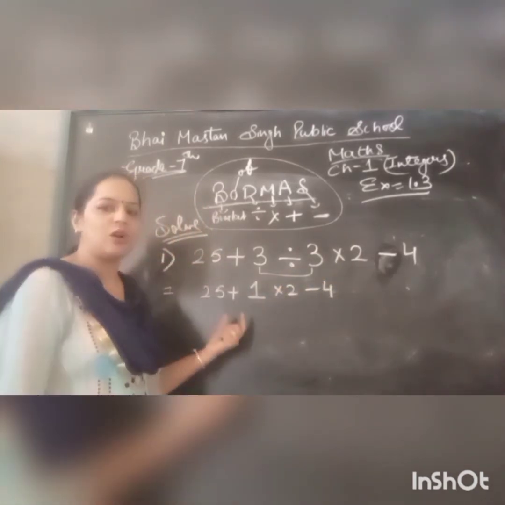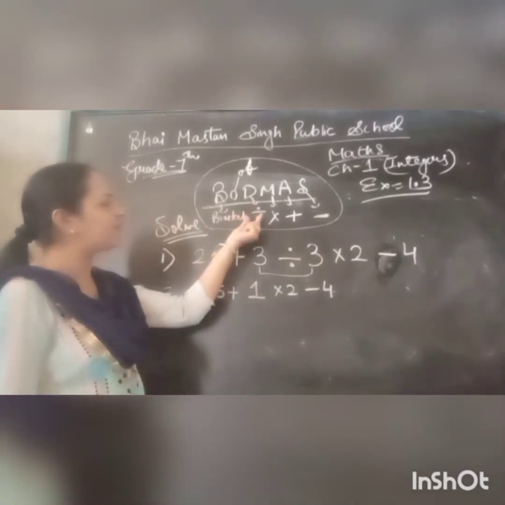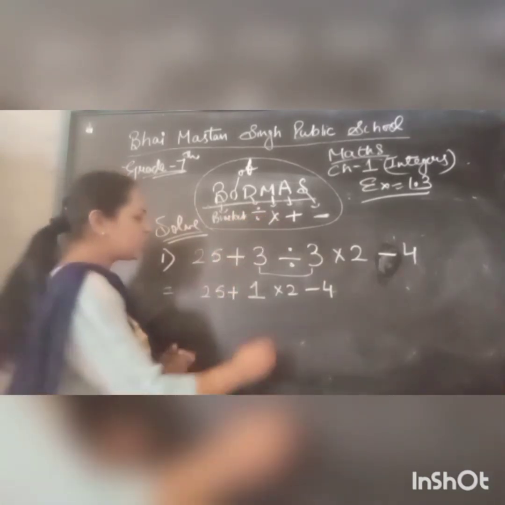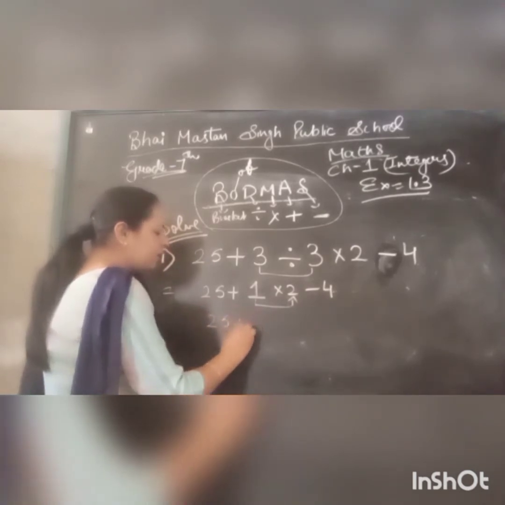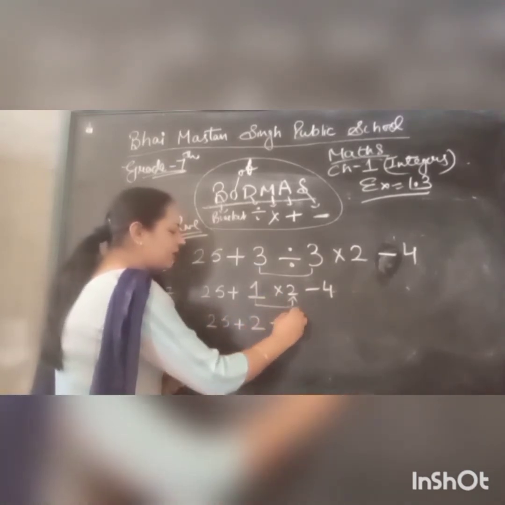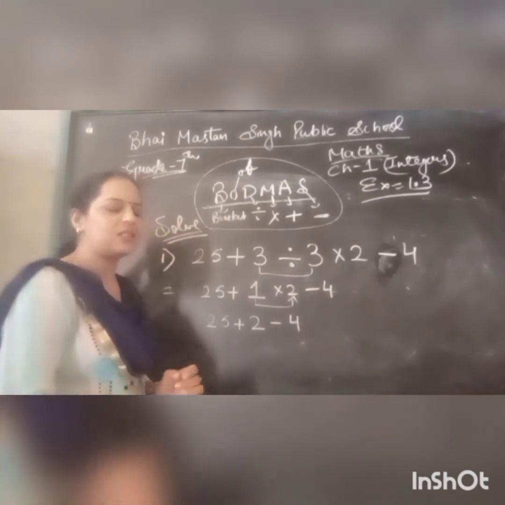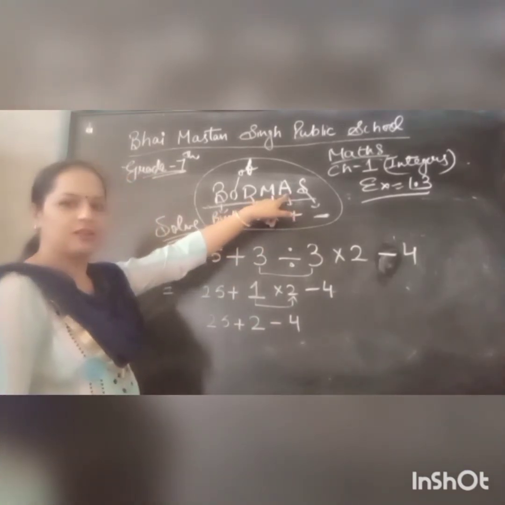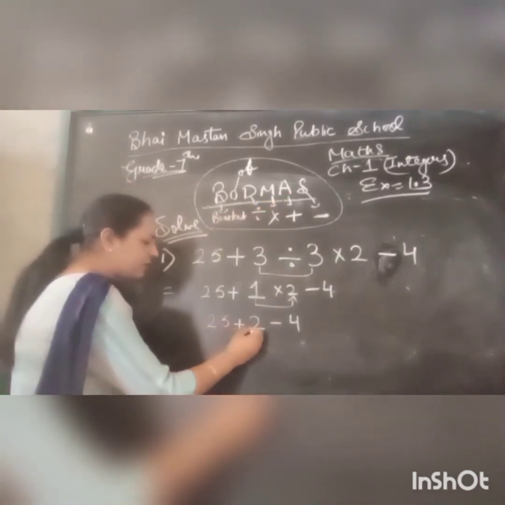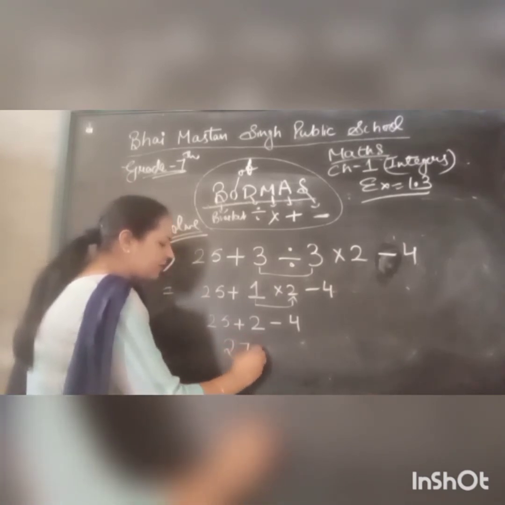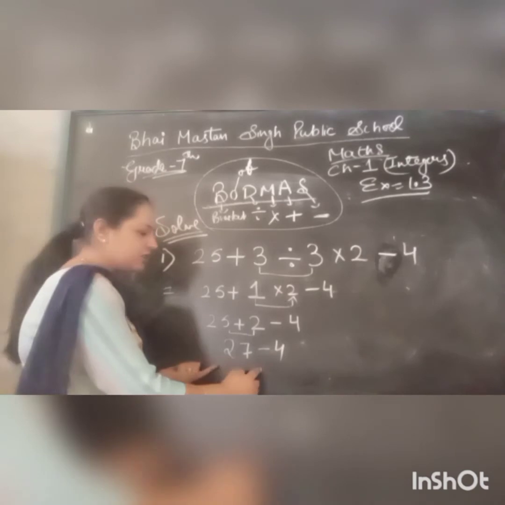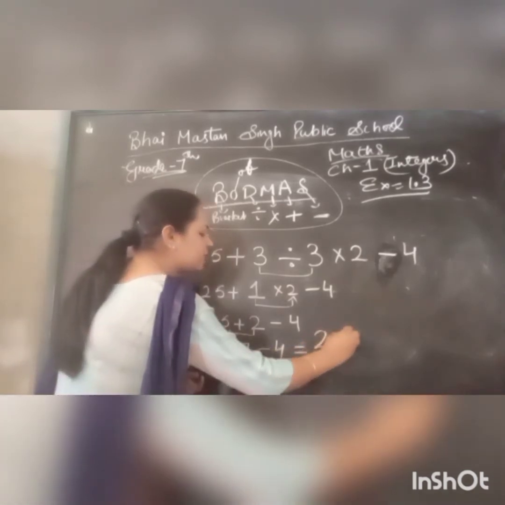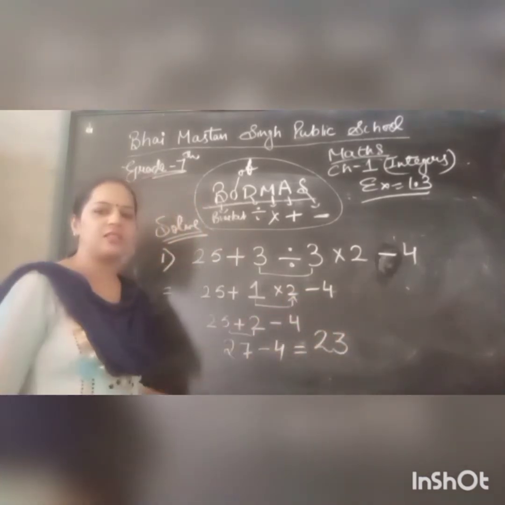Now I have solved the division. Now see in the statement, after division there is multiplication, so I will solve multiplication. Other things will be the same. 2 ones are 2, minus 4. So the next step is add. Now add 25 plus 2 is 27. Next is minus 4. 27 minus 4 is 23. So my answer is 23.